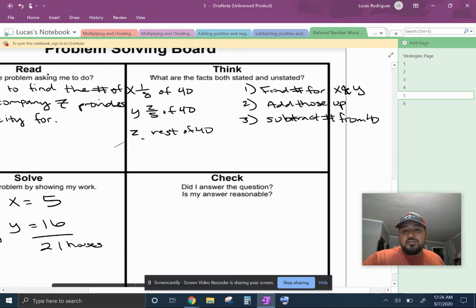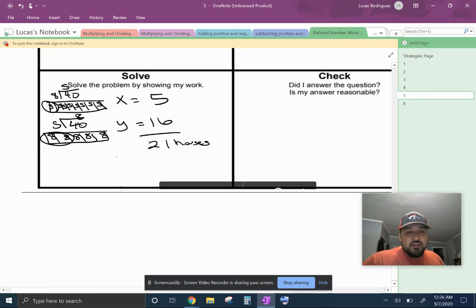So number 3 over here says subtract that from 40. So I'm going to go over here. I'm going to say 40 minus 21 is going to give me the rest of everything. So it's going to be 9 and 1. So 19 houses that Z provides electricity for.